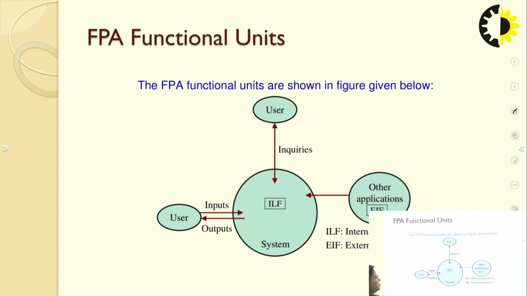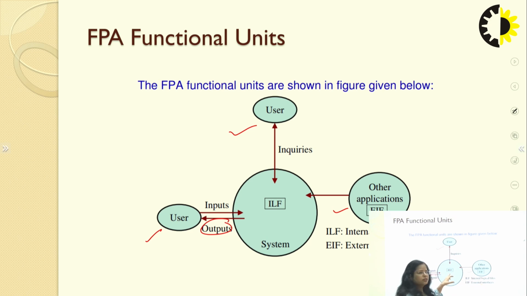This is the outline of these functional units. Here we have a user and other applications. When the user sends data into the application, these are inputs, and when we retrieve data from the application, these are termed outputs. In the other application, the external interfaces are stored. These are the EIFs, and this is the system.